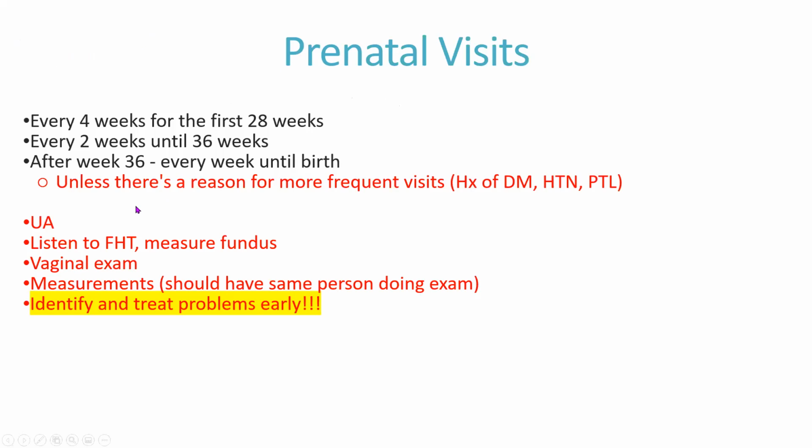We have prenatal visits. This is very important, guys. Every 4 weeks for the first 28 weeks, every 2 weeks until 36 weeks. So when I thought of it, at first it's 4, after 28 weeks it splits in half to 2 weeks. After 36 weeks, it splits in half to every week until birth. Obviously, if there is any history of diabetes, hypertension, or preterm labor, then we will be doing more frequent visits, okay?